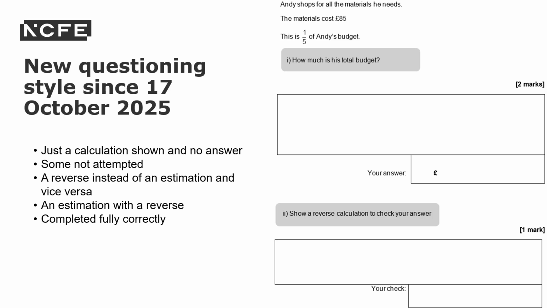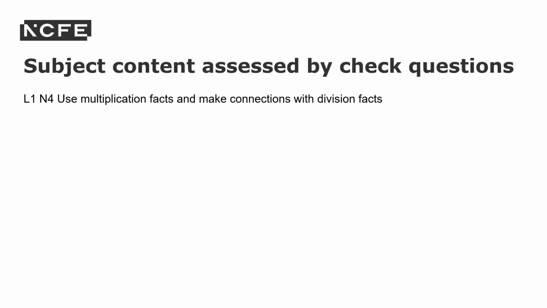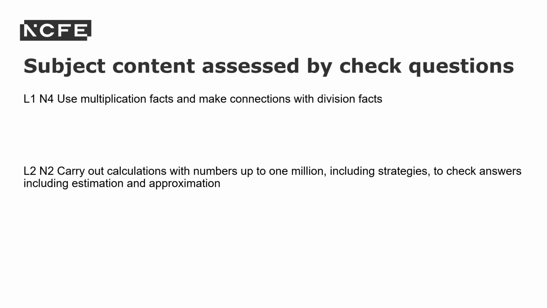So the purpose of this recording is to support you in making sure that you get those check question marks. Now, in the sample and practice papers that are available at level 1 and level 2, the subject content statements covered by the check questions are level 1, use multiplication facts and make connections with division facts. And at level 2, carry out calculations with numbers up to 1 million, including strategies to check answers, including estimation and approximation.